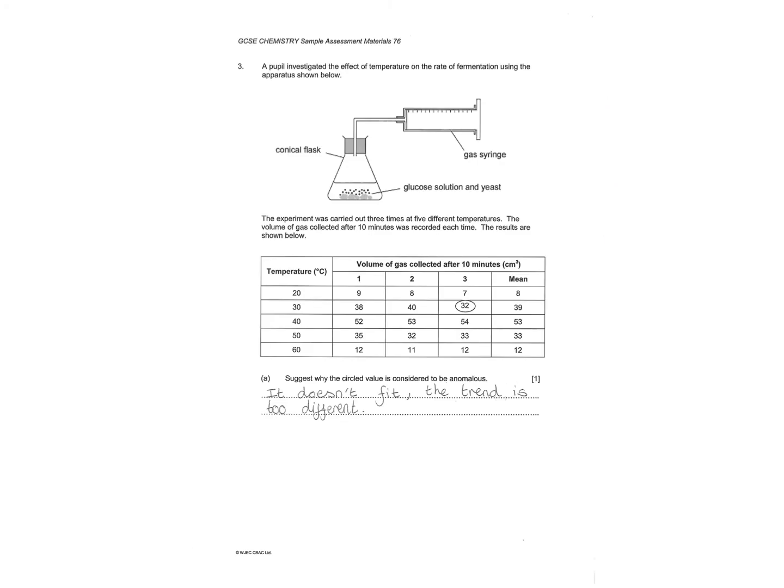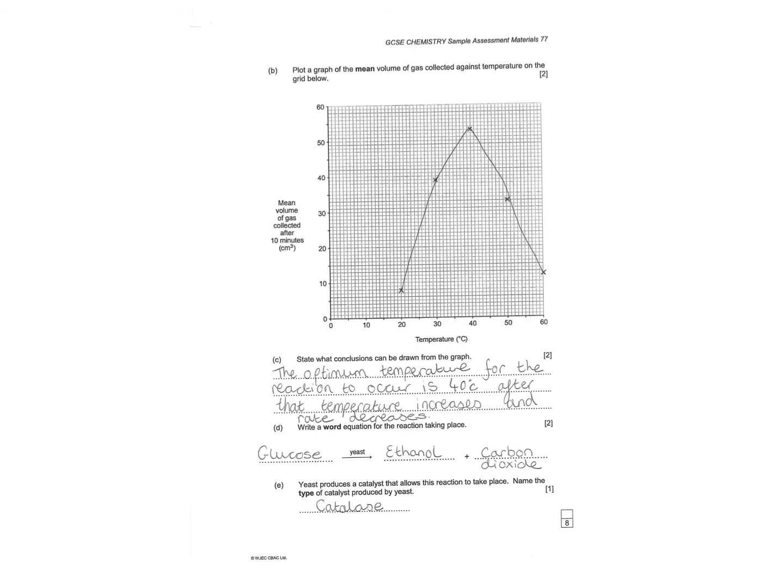Circle an anomalous result and explain why it's anomalous. It doesn't fit the trend. So you've got 3840, okay, doesn't fit the trend. So you get rid of it and calculate a mean that's more accurate.